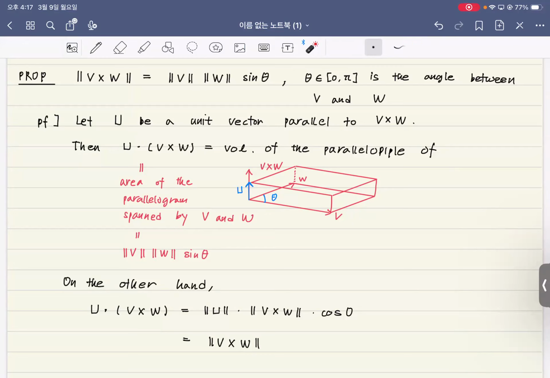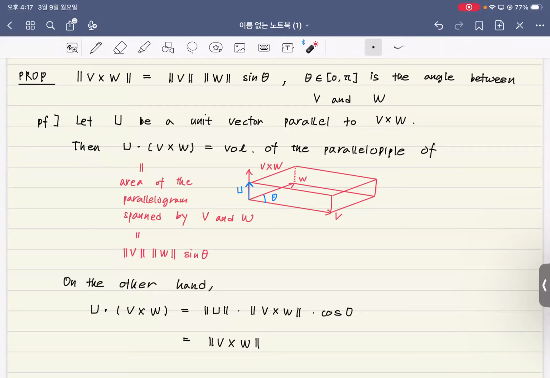Oh, I guess we already proved the theorem. See? So this guy on the one hand equals this, and on the other hand, this guy equals that. So they are the same. Okay. So this is all about the cross product. So now we know the cross product.